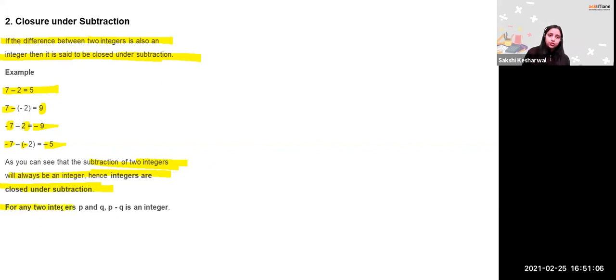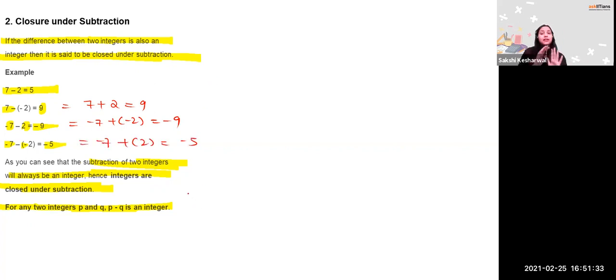So we say that if p and q are any two integers, then p minus q will always be an integer. Let me explain this again. How are you going to write this? This is 7 plus of 2, which is equal to 9. This is minus 7, and here again the plus 2, so this is going to be minus 2. So minus 9, right? So this is equal to minus 7 plus of 2, which is equal to minus 5.